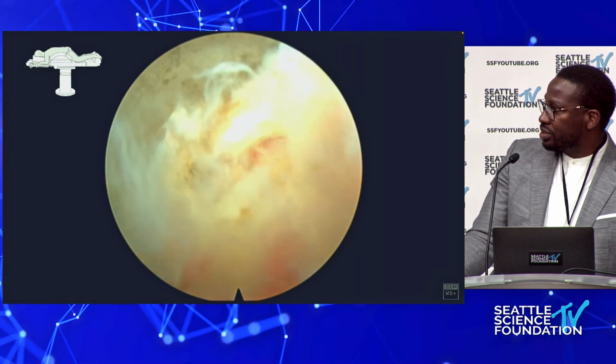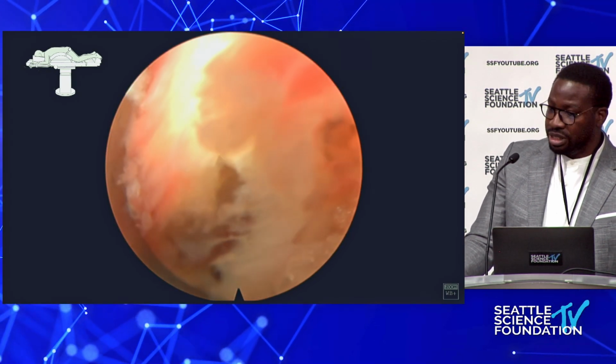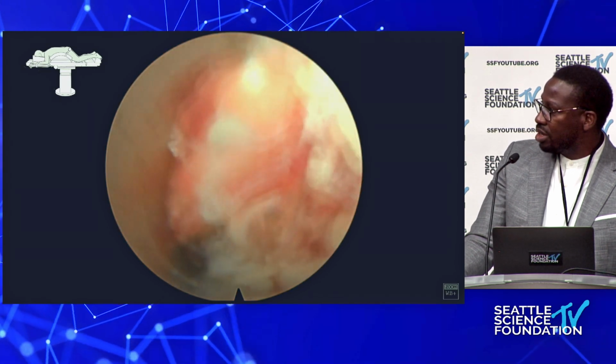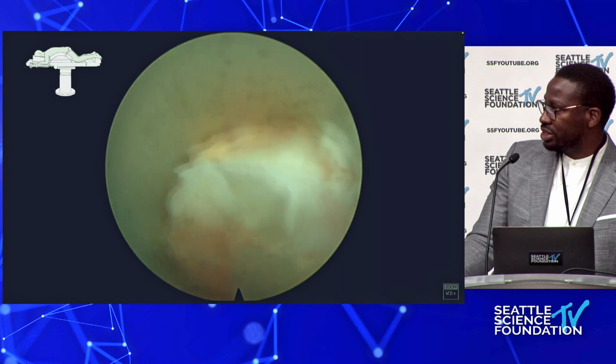And you can see that disc was under quite a bit of pressure. With just opening the ligamentum flavum and even using the tubular retractor just to open the ligamentum flavum without putting any significant downward pressure, that disc just really delivered itself.